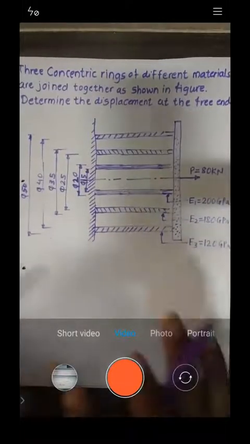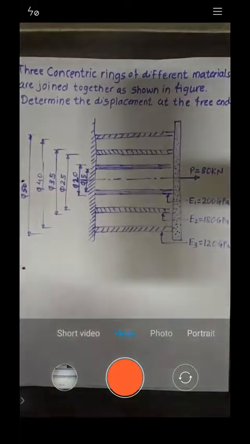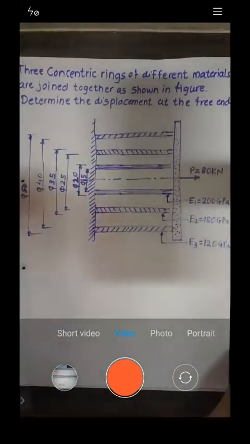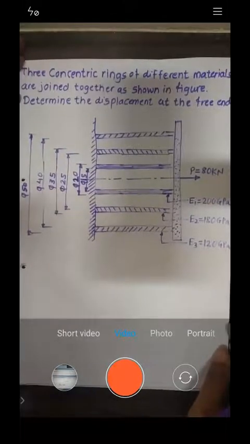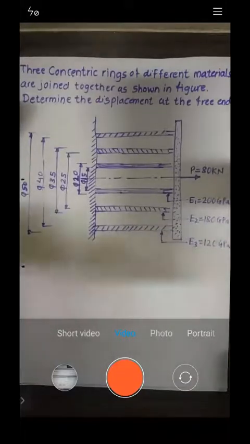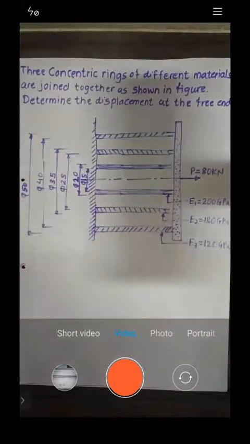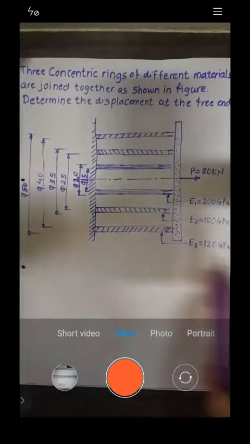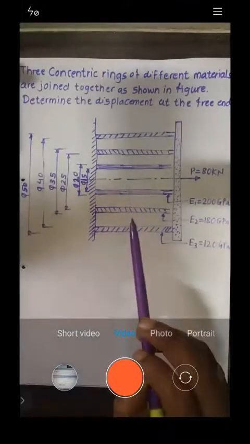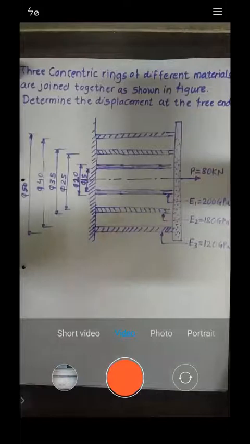Okay, so tell me how many elements will be formed here? How many elements are we supposed to form? As I told you, there are three criteria for discretization. What is the first criterion? Change in cross section. So see, the cross section area of every ring is different, because their inner and outer diameters are different.